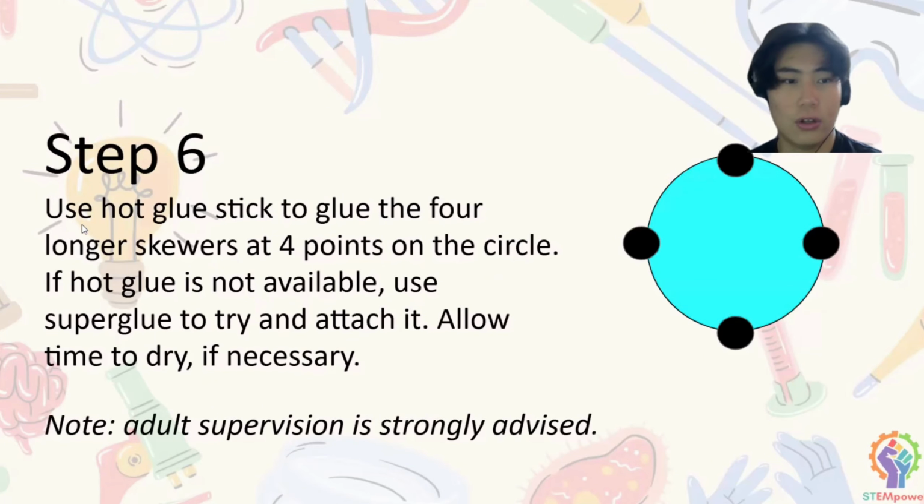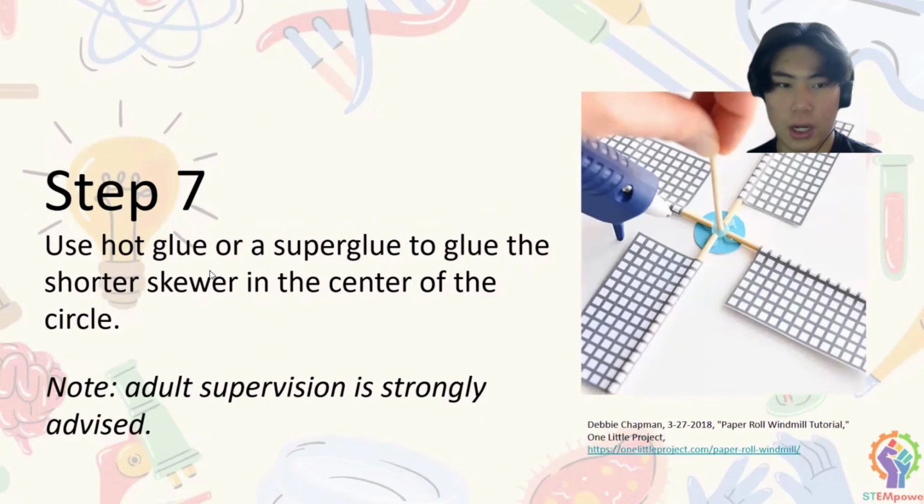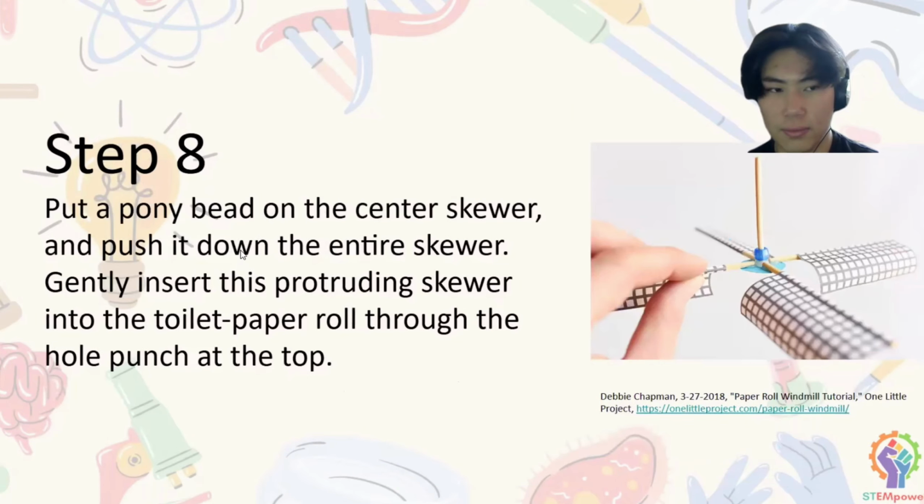Step 6. Use the hot glue stick to glue the 4 longer skewers at 4 points on the circle. 1, 2, 3, 4 on the circle. If hot glue is not available, use super glue to try and attach it. Allow time to dry if necessary. Adult supervision is strongly advised so you don't burn yourself or get super glue on your finger, and it takes a while to come off. Step 7. Use hot glue or the super glue to glue the shorter skewer in the center of the circle. As stated earlier, adult supervision recommended.